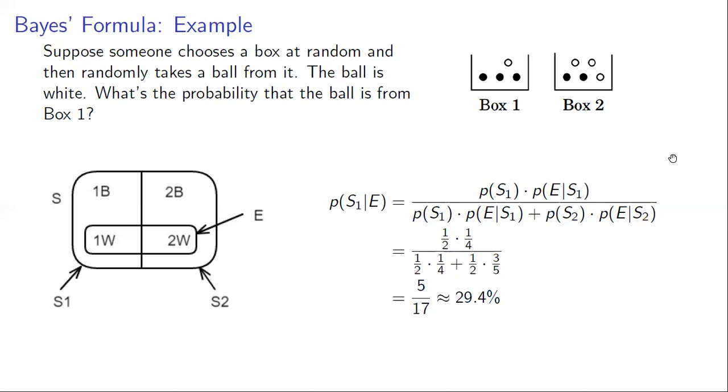Okay, so that's the probability, where we know the ball is white, that the ball is from box 1.